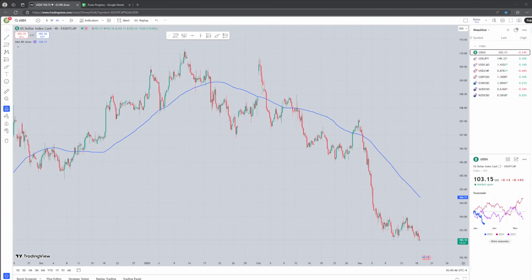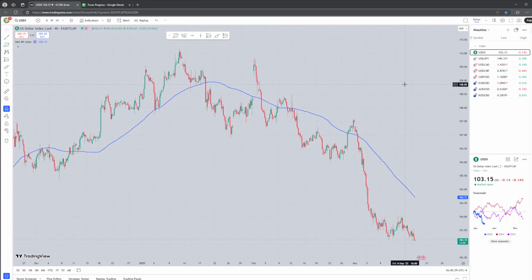Hi guys, welcome back and let's continue our Forex technical analysis for swing trading. Okay, today is March 18th and Tuesday, and let's start with the USD index chart.